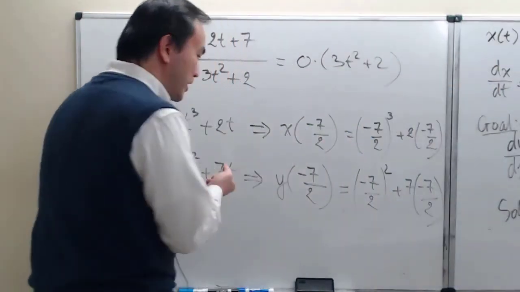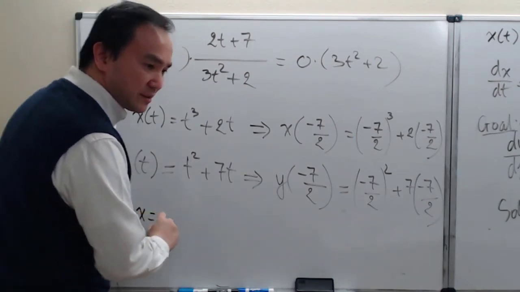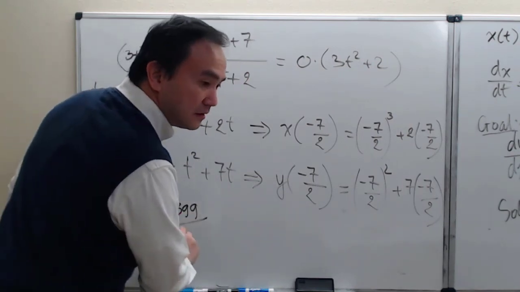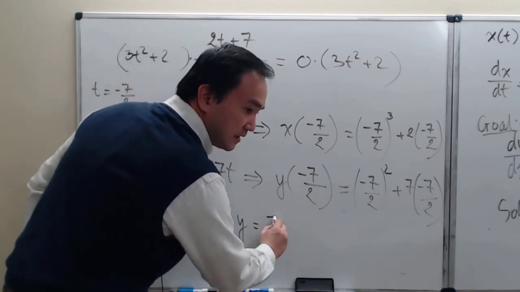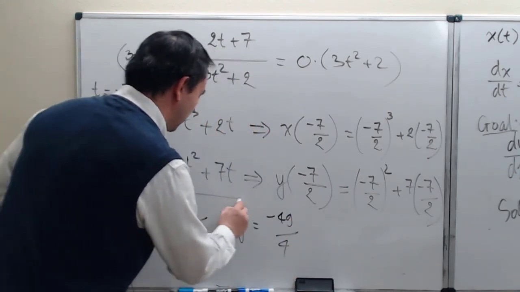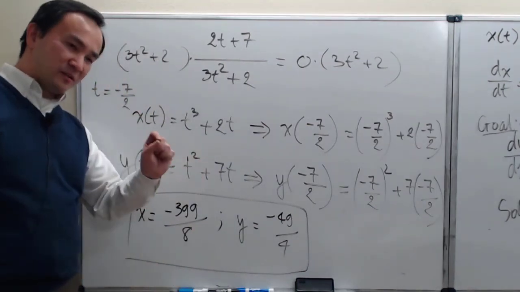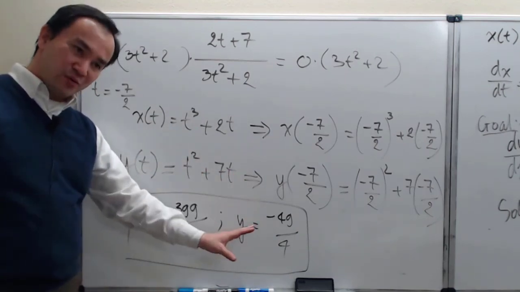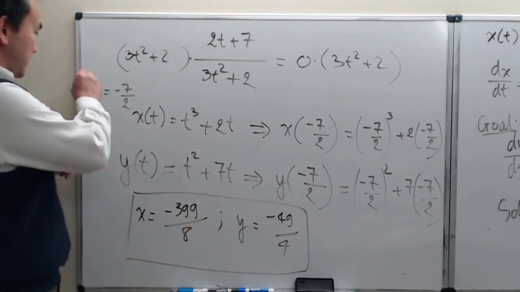All right, so my calculation shows the coordinates are x equals negative 399 over 8, and y equals negative 49 over 4. And those are the coordinates we're looking for. These are the coordinates where we reach a horizontal tangent. But the time it hits these coordinates is t equals negative 7/2.